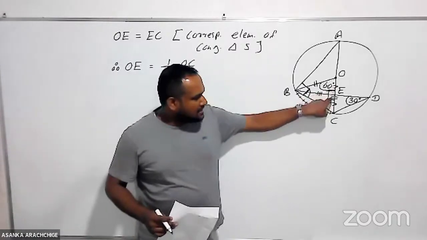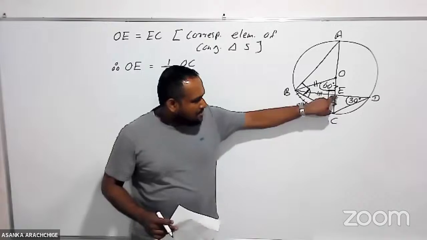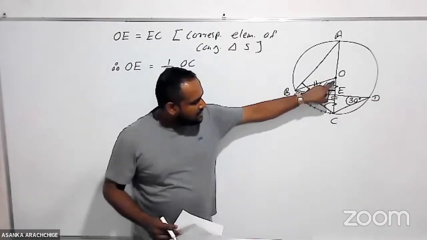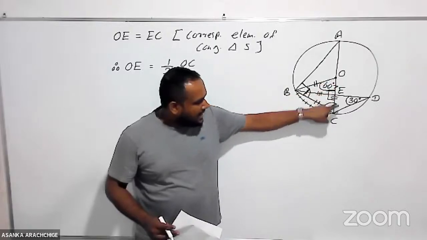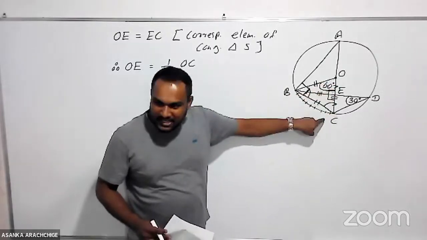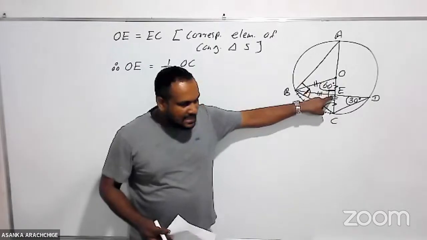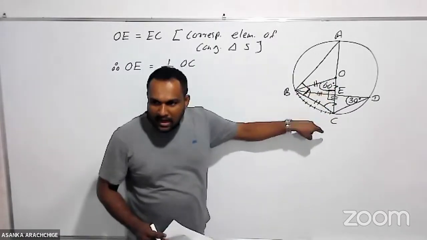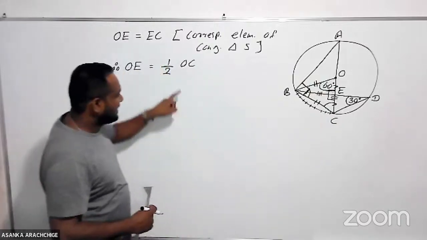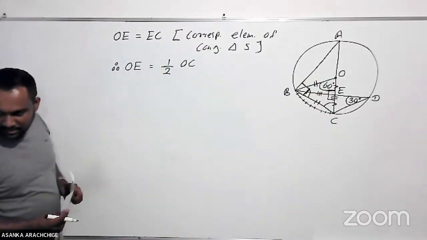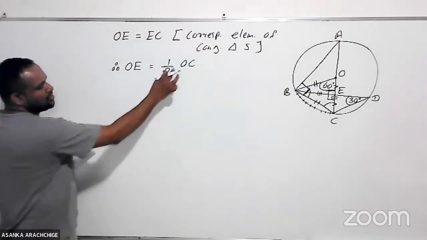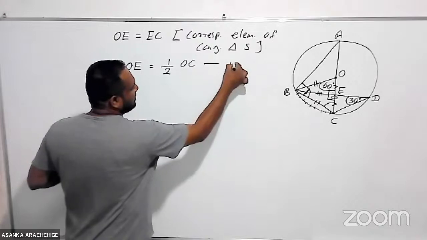If these two parts are equal, that means E is the midpoint of OC. That means you can write OE as half of OC. Since E is the midpoint of OC, can you not say OE is half of OC? Can. That is what I have written here. Understood? But you know, this is number one.